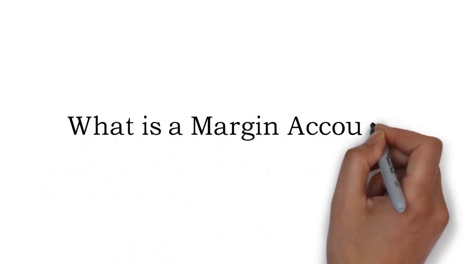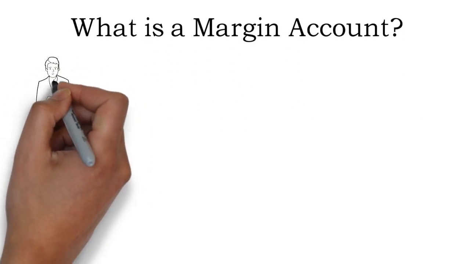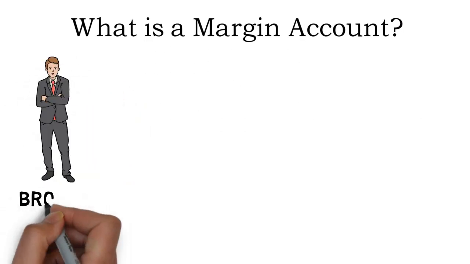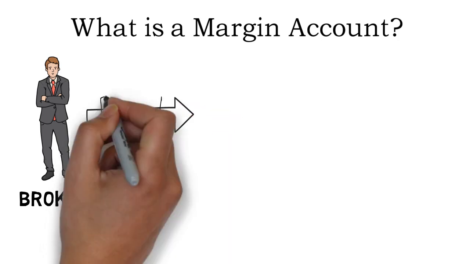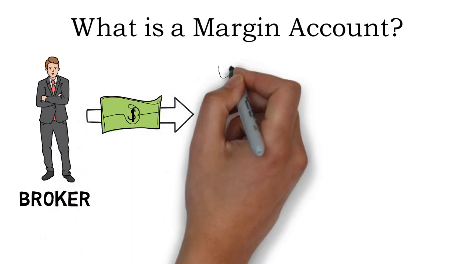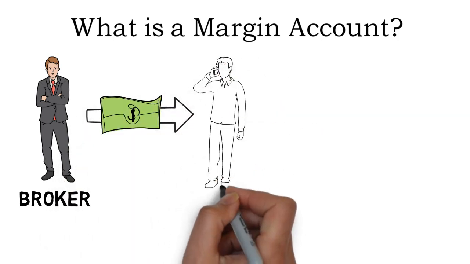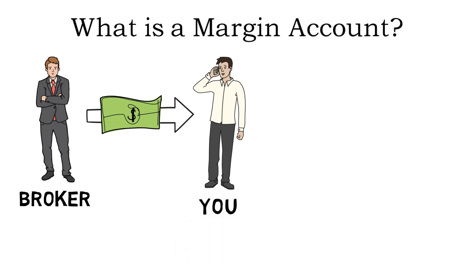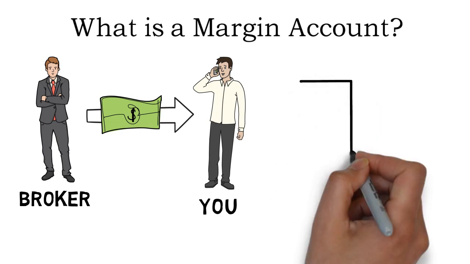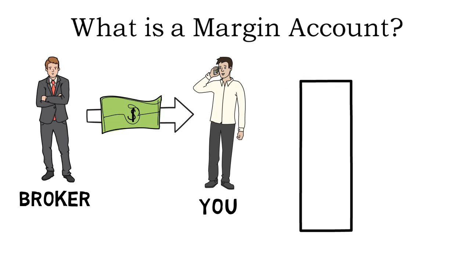So first off, what is a margin account? In a margin account, you can borrow money from your broker to trade with. So trading on margin is trading with borrowed money, usually borrowed from your broker. However, obviously, you can't borrow all the money to trade with. You have to put up some of your own money as collateral. This collateral is also referred to as your margin.